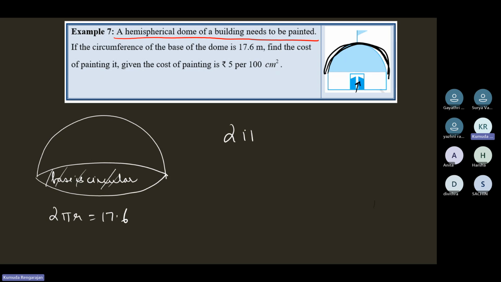2 pi r is given. 2 pi r is 17.6 is given. Circumference 2 pi r is 17.6. So you can work this and find r. 2 into 22 by 7 into r is equal to 17.6. So work this and find the value of r. Then find the CSA, which is 2 pi r square.